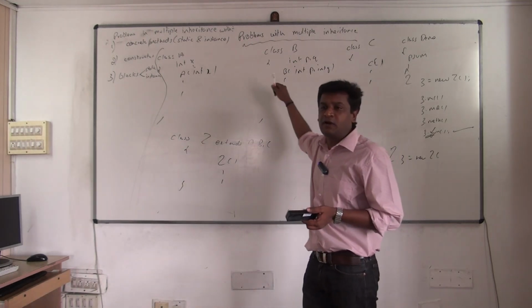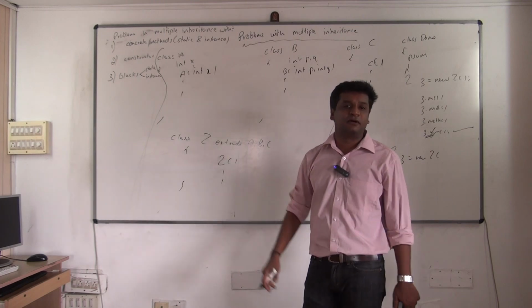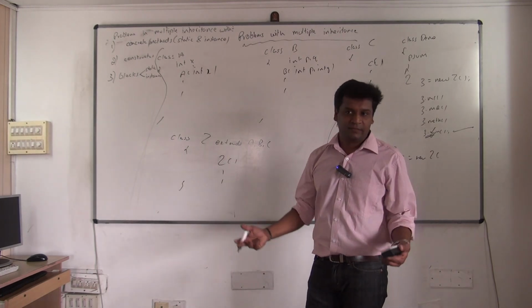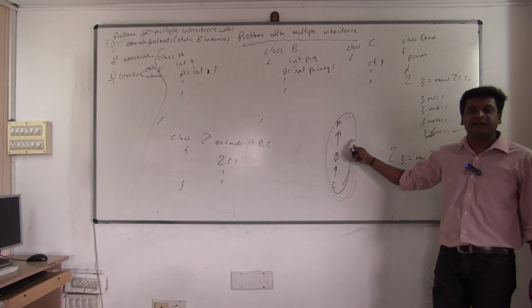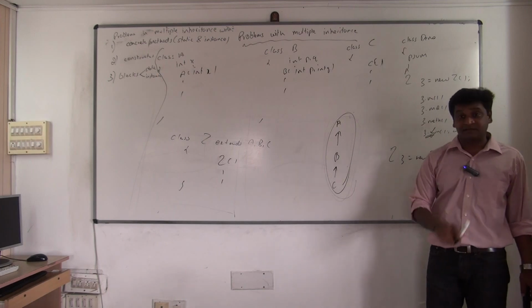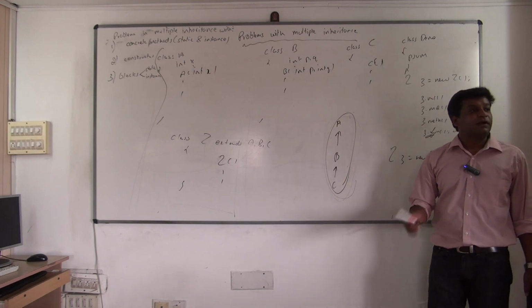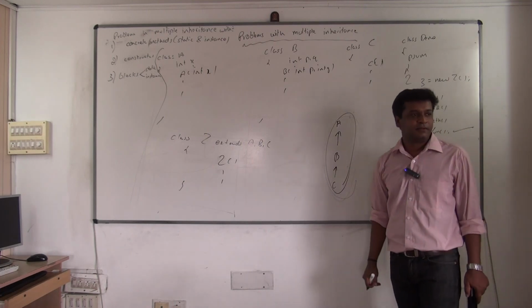In class A I'll write one block, class B I'll write one block, class C I'll write one block, class Z I'll write one. Which one should execute now? In multilevel it is neat and clean. First A static, B static, C static. A instance, B instance, C instance. Very clear it is. But in multiple, why should A be given the preference? Why should B be given the preference?